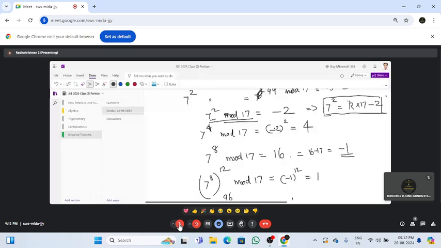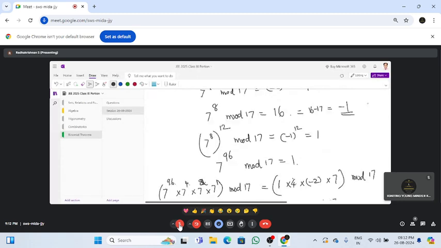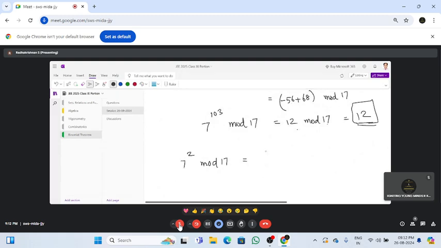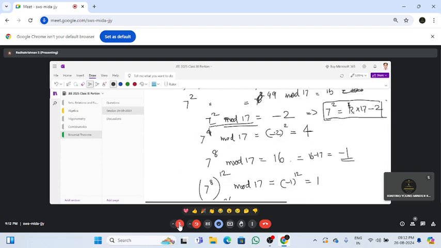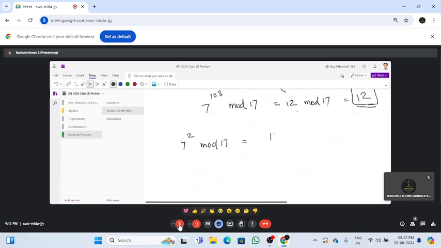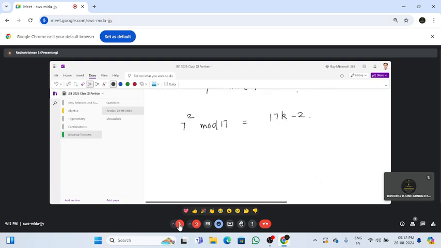Remainder is minus 2 means the coefficient is some k, so k into 17 minus 2. So 7 square is 17k minus 2. That is what it means. Now you take any power of this. If you take 7 square to the power of n, it will become 17k minus 2 whole to the power of n.